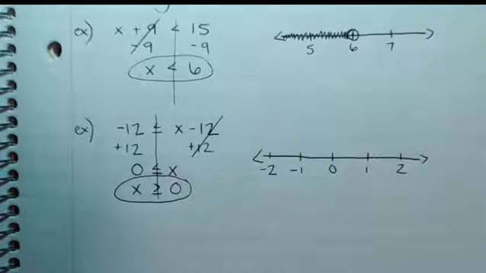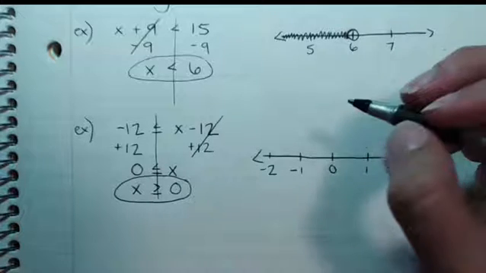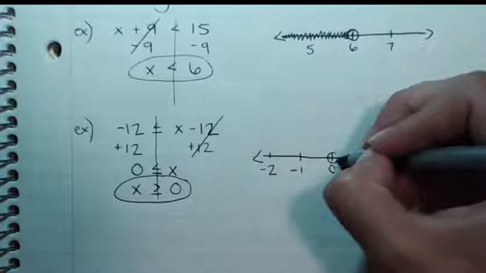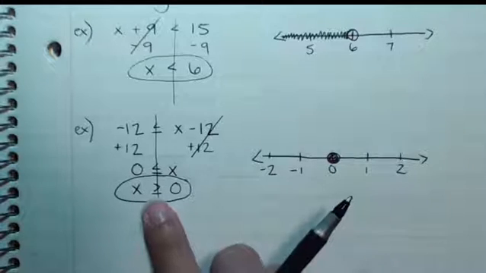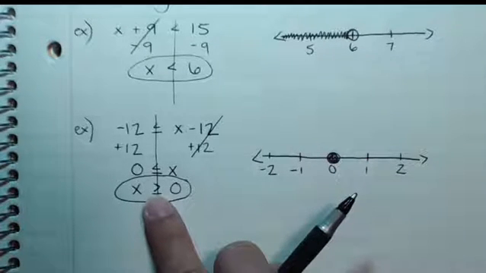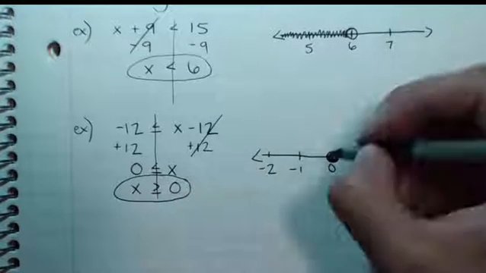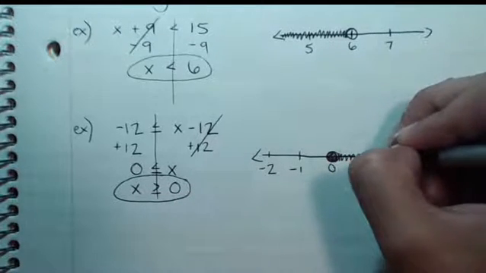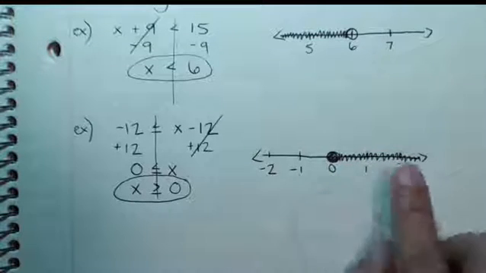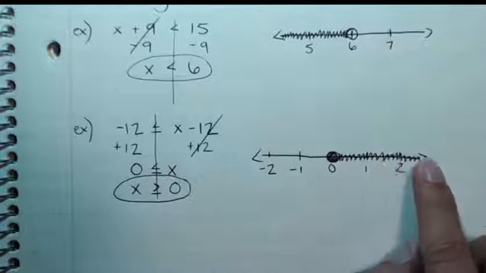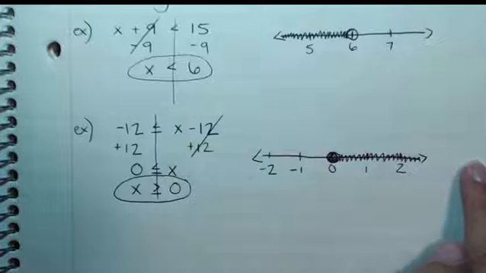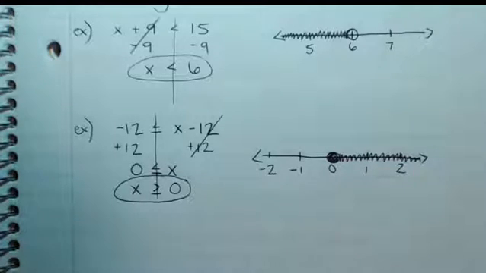Is this an open or closed circle? Okay, this is a closed circle because our symbol is greater than or equal to. And if x is greater than or equal to 0, I'm going to go ahead and shade to the right. 1 is greater than 0. 2 is greater than 0. All these numbers, continuously going on and on, are greater than 0. So again, solving inequalities is the same as solving equations, except one little thing.